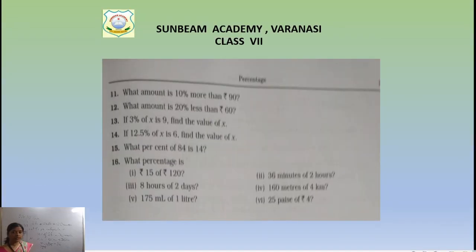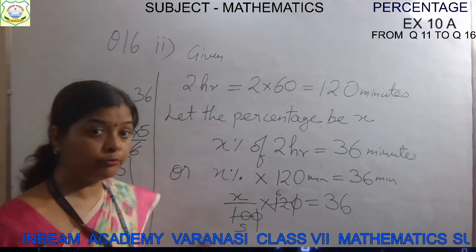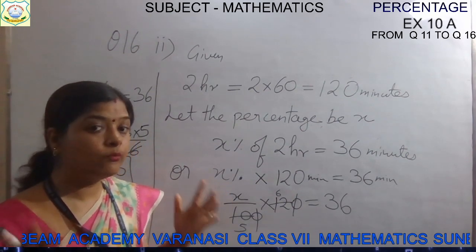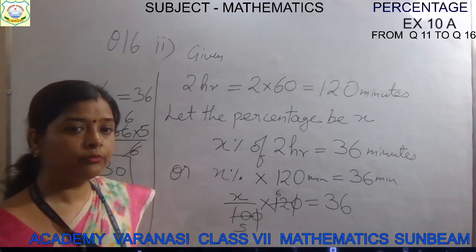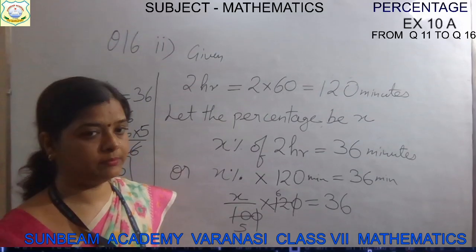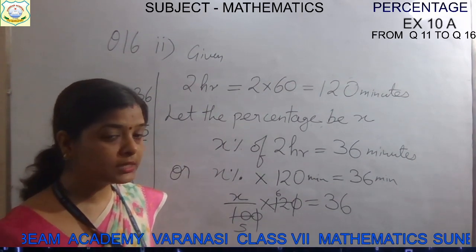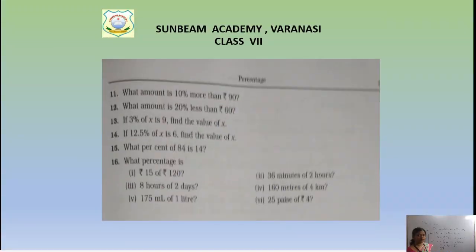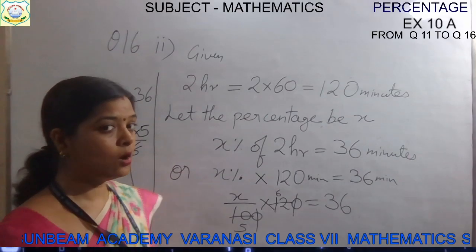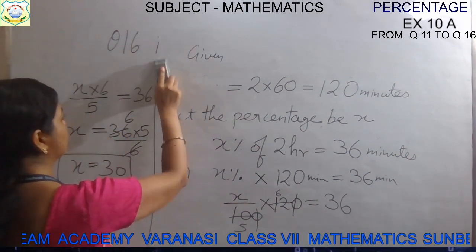So the question is 160 meters of 4 kilometers. We have 4 kilometers. They are asking: 160 meters is how much percentage of 4 kilometers? Question number 4th part.